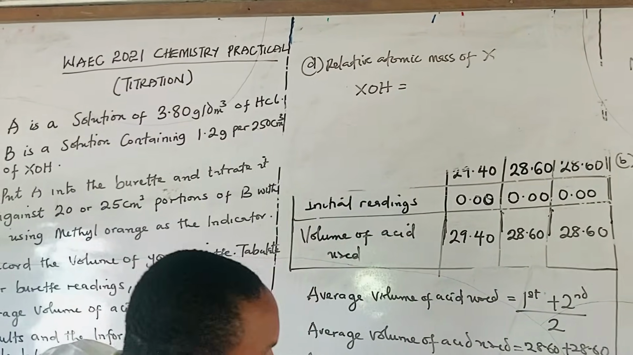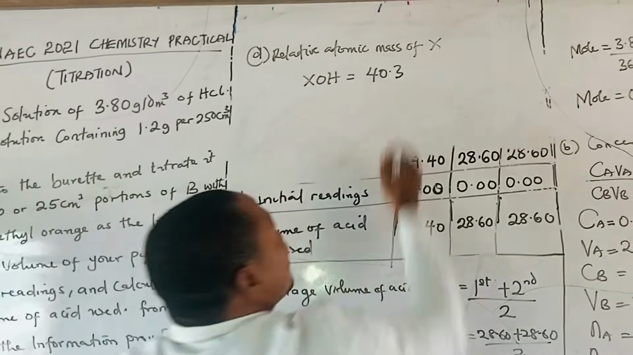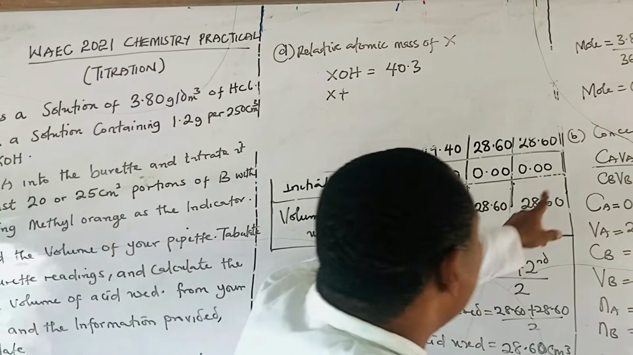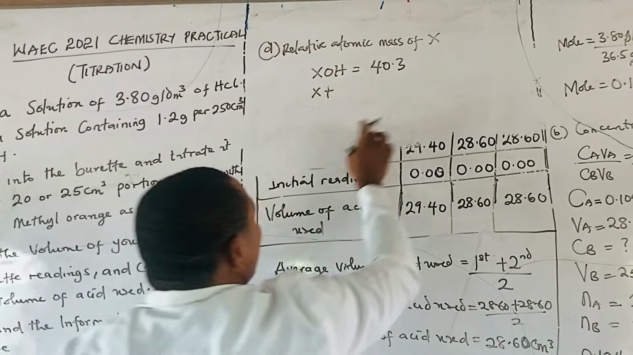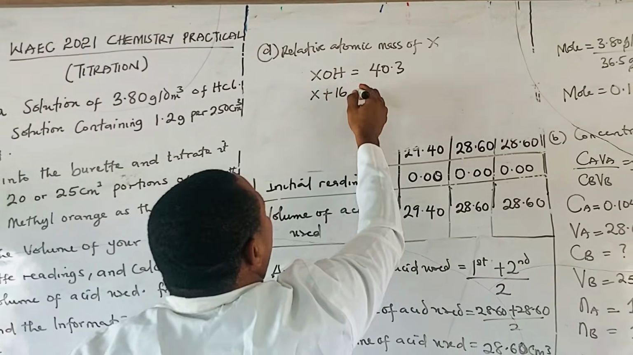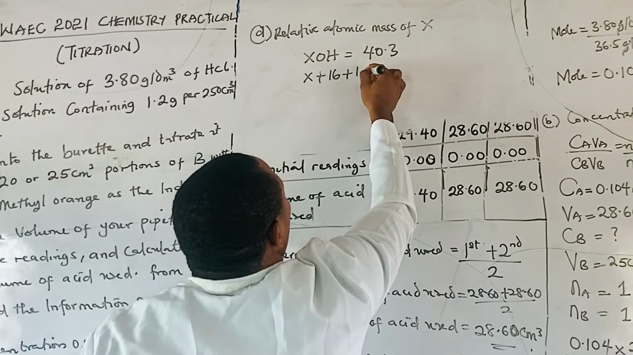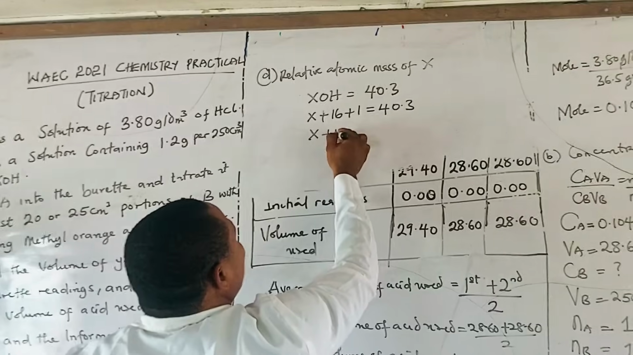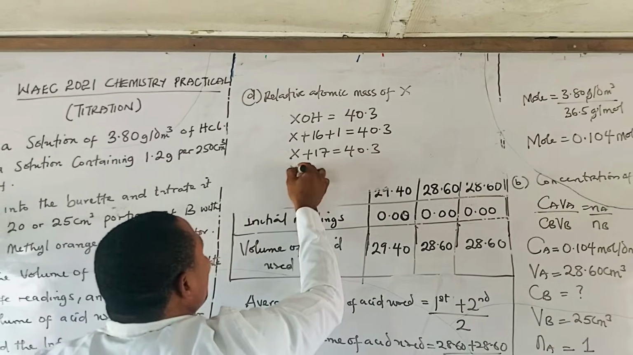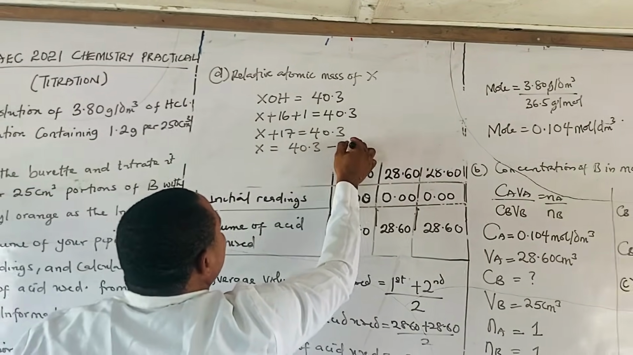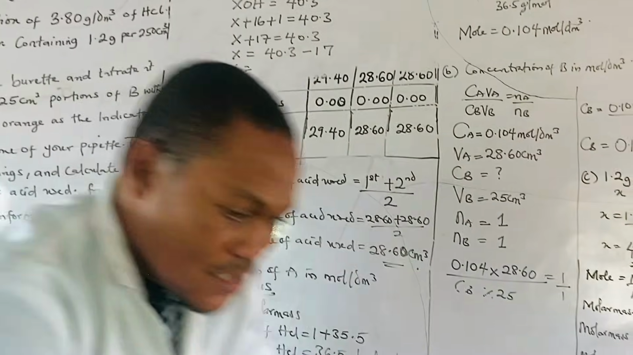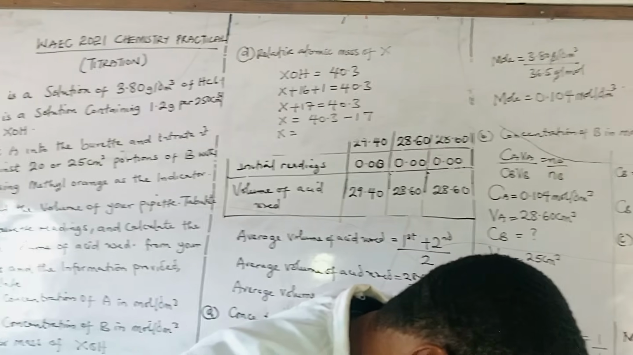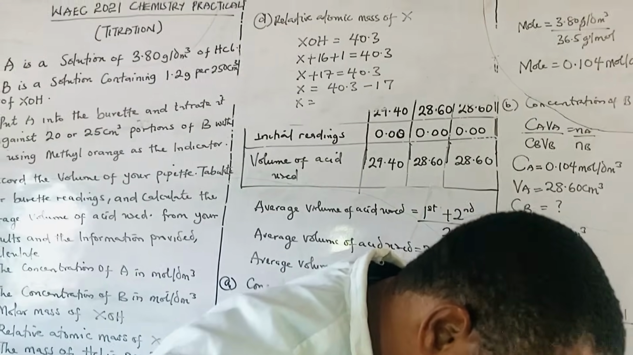Now from here we know that XOH is equal to what? The molar mass now is 40.3. I hope we are paying attention. So we want to get the atomic mass of this. This becomes X plus oxygen, which they have given us in the question as 16, plus hydrogen as 1, which will be equal to 40.3. So our X plus 17 will be 40.3. So X becomes 40.3 minus 17. Can you see that?